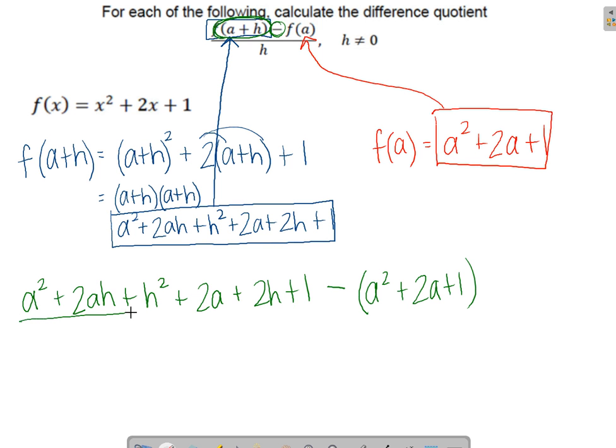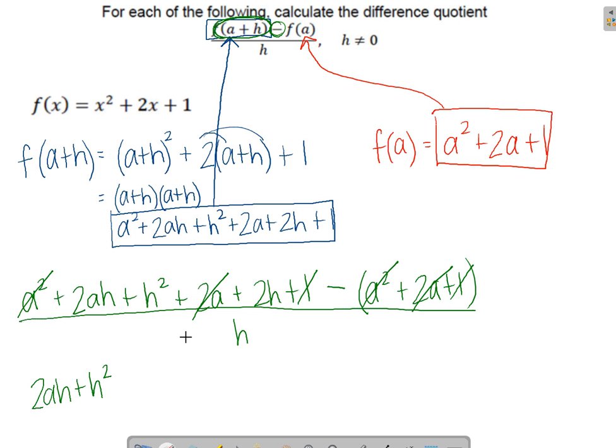All of this is over h, and we're going to see a lot of things cancel out here. We have a squared minus this a squared, which cancels out. We have a 2a here minus this 2a, that will cancel out, and a 1 here minus this 1. So in our numerator, we end up with 2ah plus h squared, and then plus another 2h, and our denominator is h.